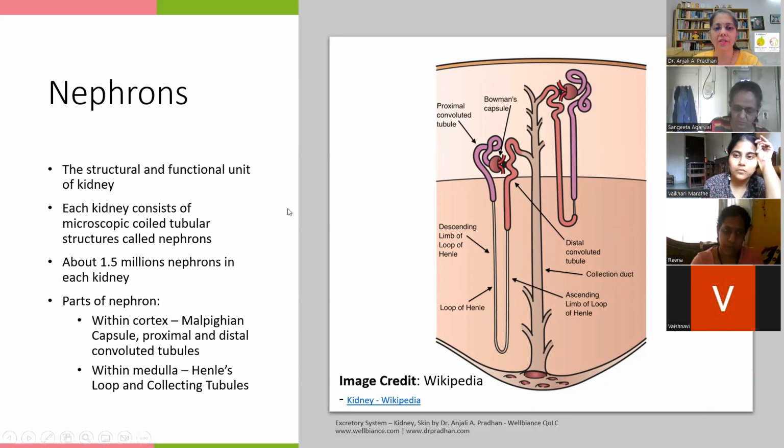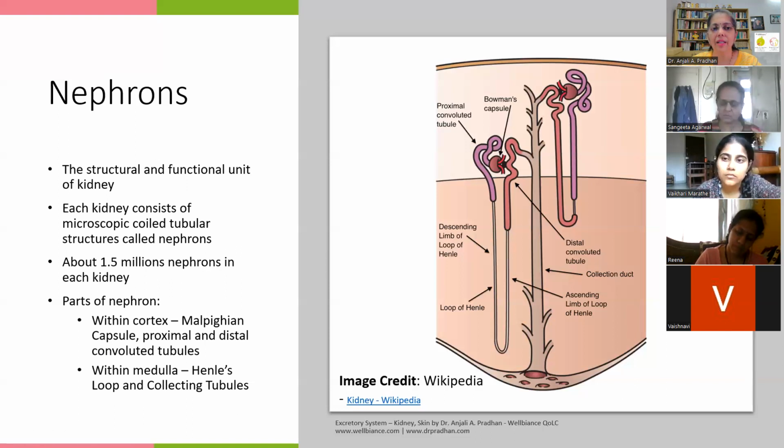Now the parts of the nephrons. Within the cortex, the Malpighian capsule. This Malpighian capsule is these arterioles, afferent and efferent, along with this blood supply and Bowman's capsule; it is called the Malpighian capsule. Then the proximal and distal convoluted tubule. You can see it clearly in this picture. They are present in the cortex. In the medulla, the loop of Henle and collecting tubules.